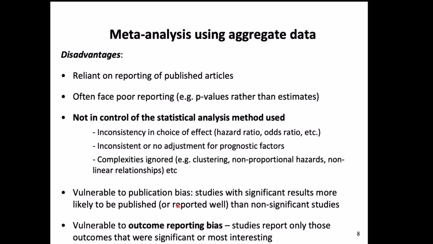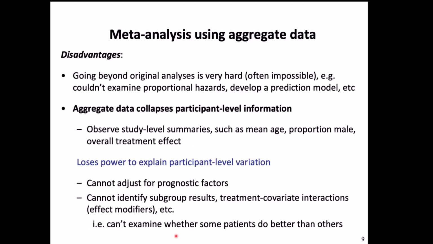You're also quite vulnerable to publication bias, where studies that are not reported are more likely to be in a negative or non-significant direction. And also not all outcomes are going to be reported. So again, there's some sort of selective outcome reporting bias. And we also would struggle, wouldn't we, to go beyond what people did in the original paper.